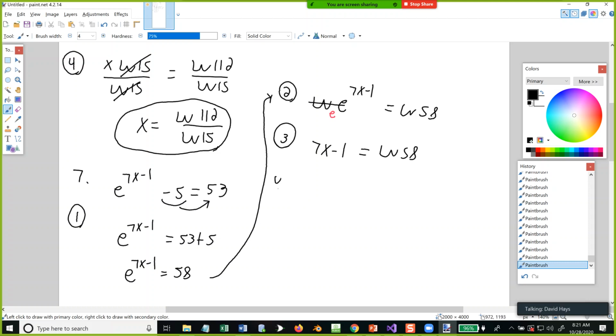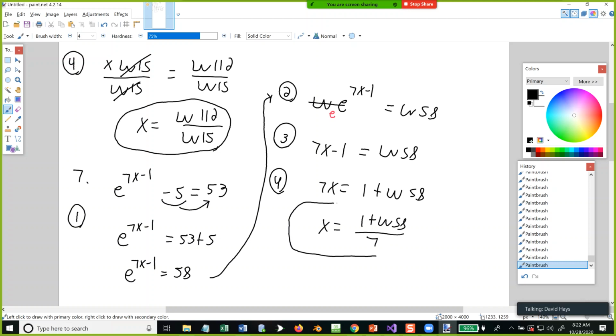Now step 4, solve for x. So take the negative 1 over, becomes a positive 1. Then divide both sides by 7. And that's our answer.